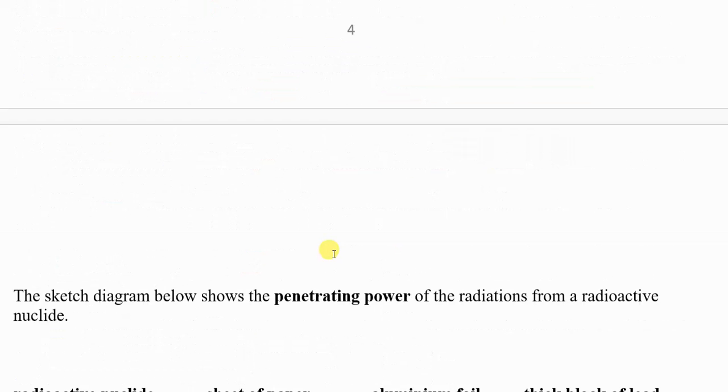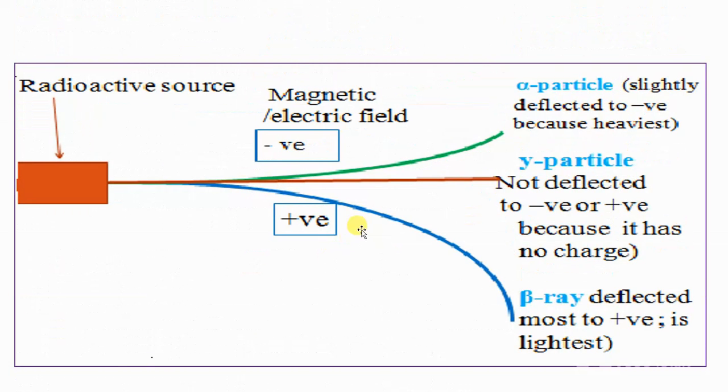So let us look at this diagram here. Now this is a radioactive source which is giving the 3 radiations, gamma, alpha, and beta. The one that is positively charged is alpha, right? The green one. So it will deflect towards the negative because it is positively charged. So that is important for you to note.